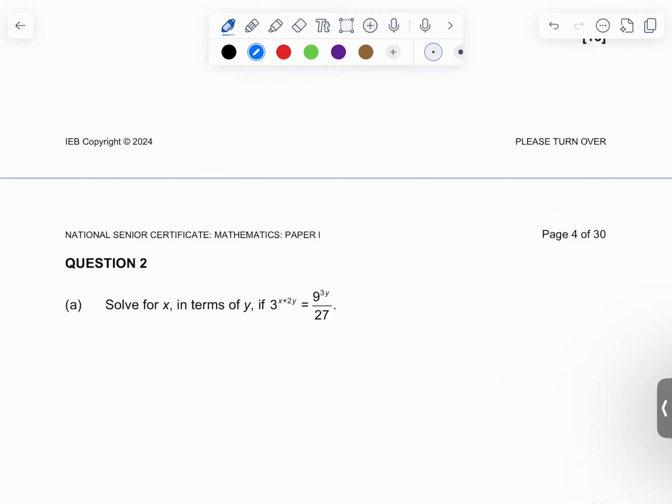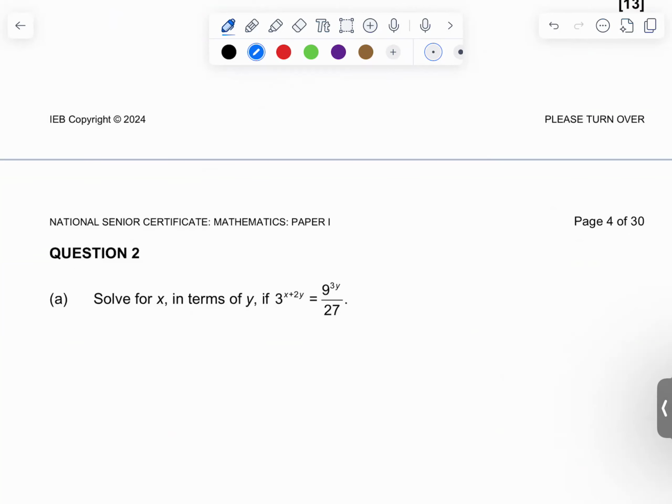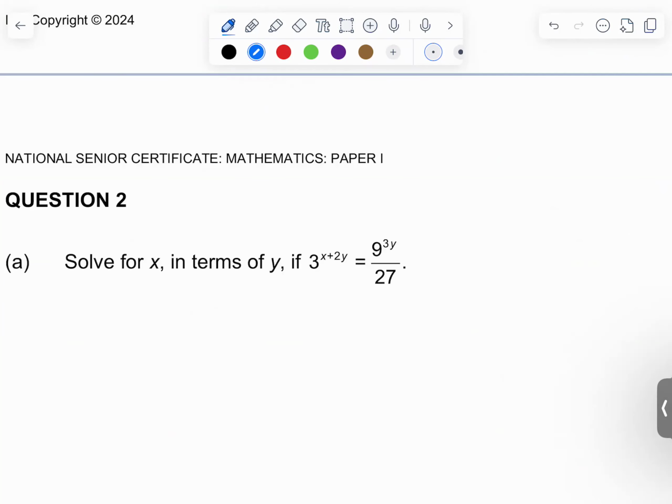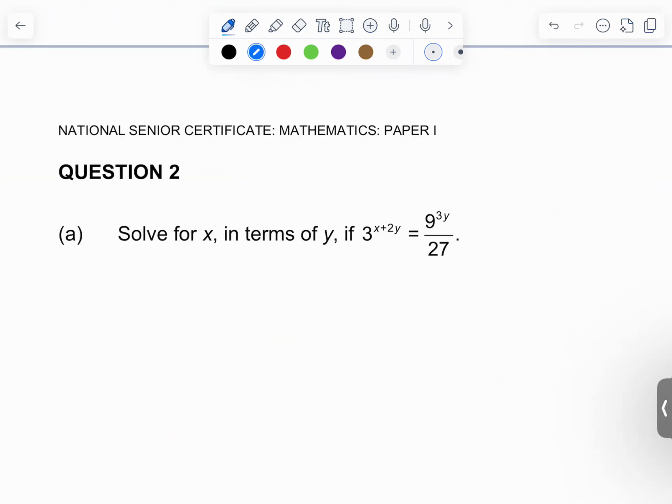Okay, we good? Great. Now we're going to be dealing with equations and exponents. Guys, when it comes to solving for variables in exponents, at the end, you just need to have same bases on both sides. That is the key. So you need to do whatever it takes to make sure that at the end, you've got same bases on both sides.